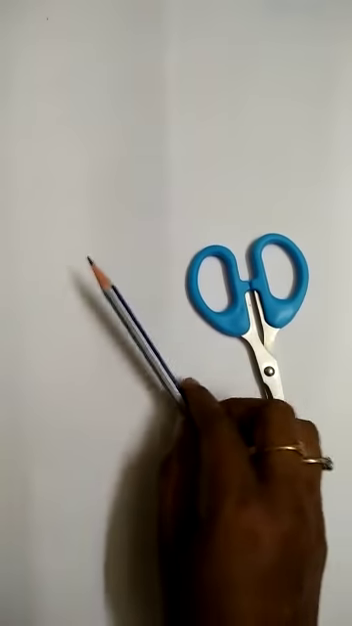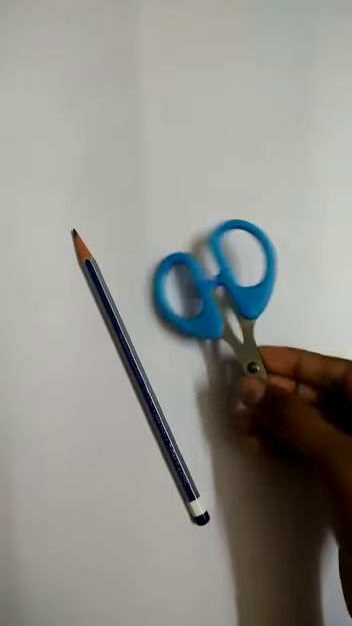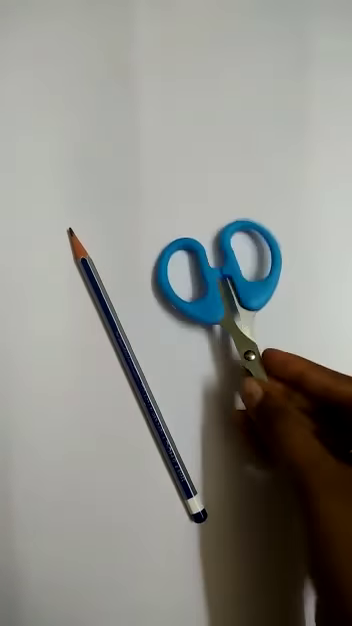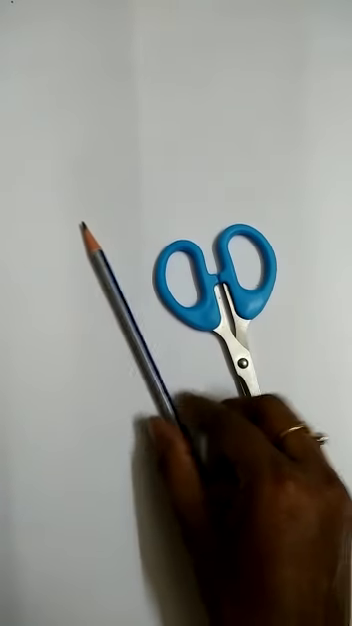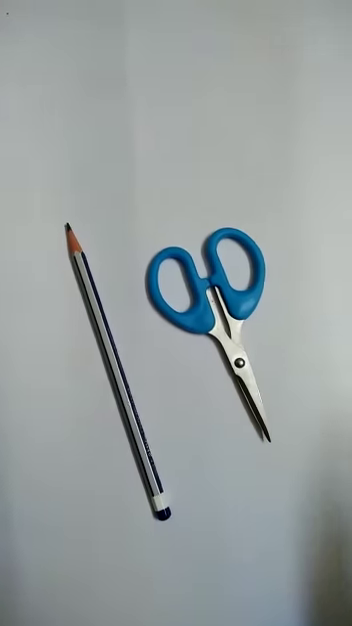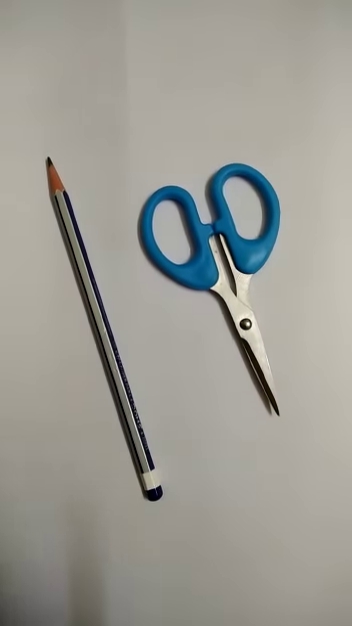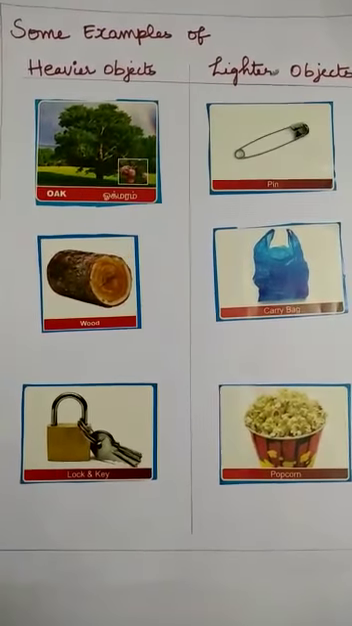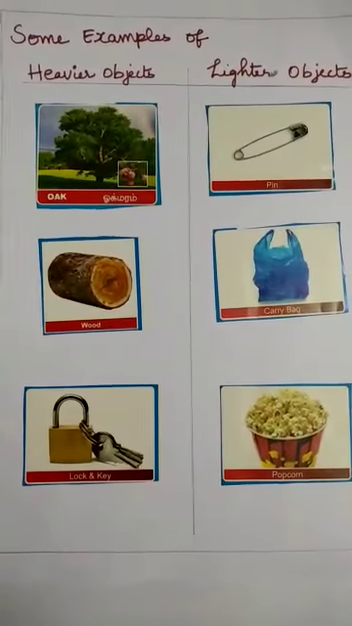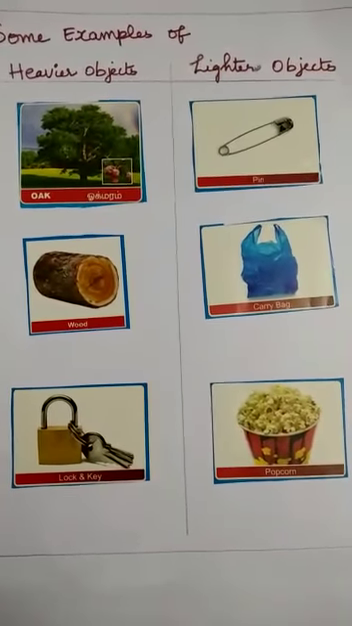I'll show you another two objects. Guess it. Which one is heavier? A scissor is heavier. A pencil is lighter. Can you see the difference, students? Now, I'm going to show you some more examples of heavier and lighter objects.